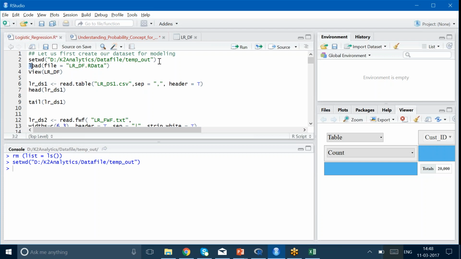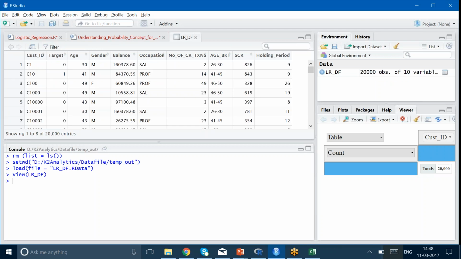So I'm setting my working directory. Using the load command, I'm loading the file. This is a prepared data set that I have given to you, and having loaded it, I'm doing a view. It is the same data set on which we currently worked and created the pivot table, all the steps. This is the same data set.